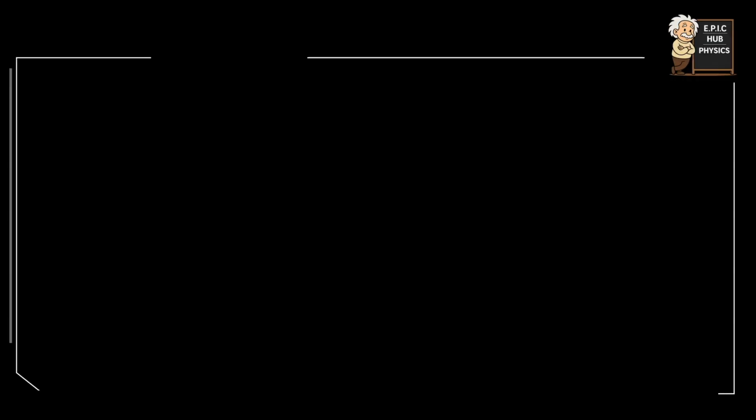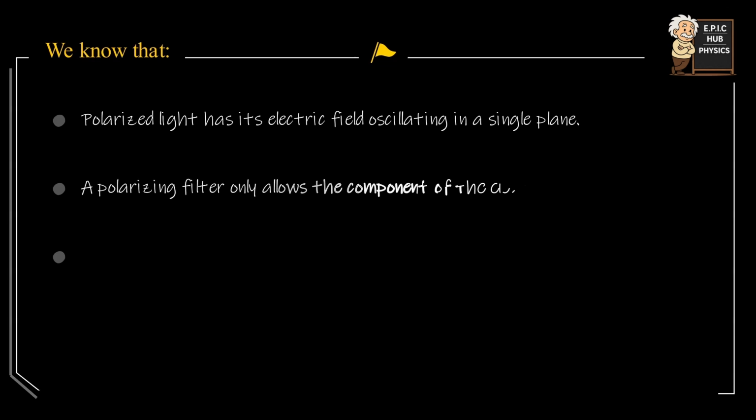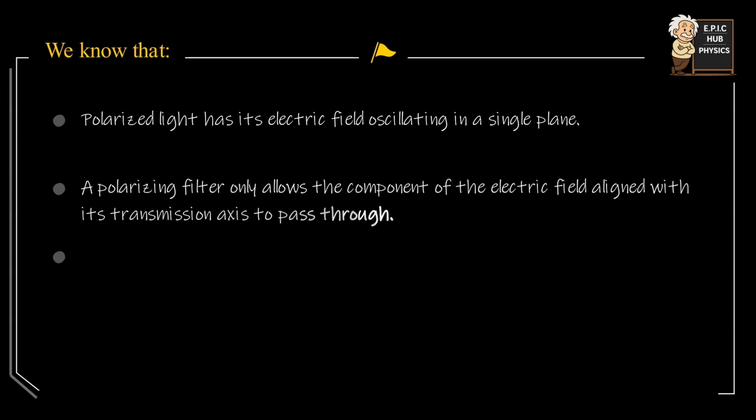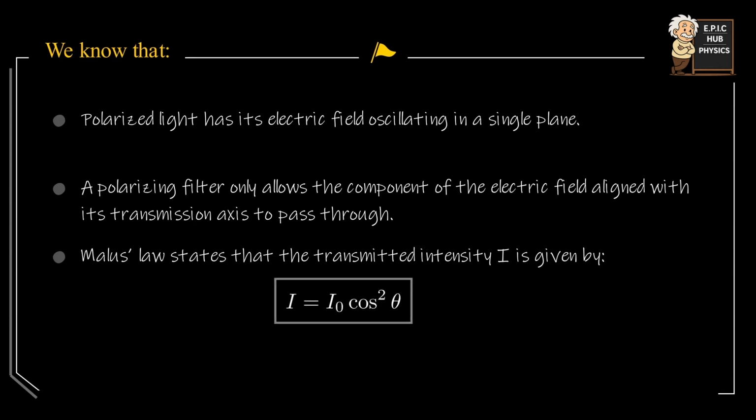This problem tests our understanding of polarized light and how polarizers affect intensity. What do we know? We know that polarized light has its electric field oscillating in a single plane. A polarizing filter only allows the component of the electric field aligned with its transmission axis to pass through, blocking the rest. The relationship between transmitted intensity and the angle of the polarizer is given by Malus's law, which states that the transmitted intensity equals the initial intensity multiplied by the cosine squared of the angle between the light's polarization direction and the filter's axis.